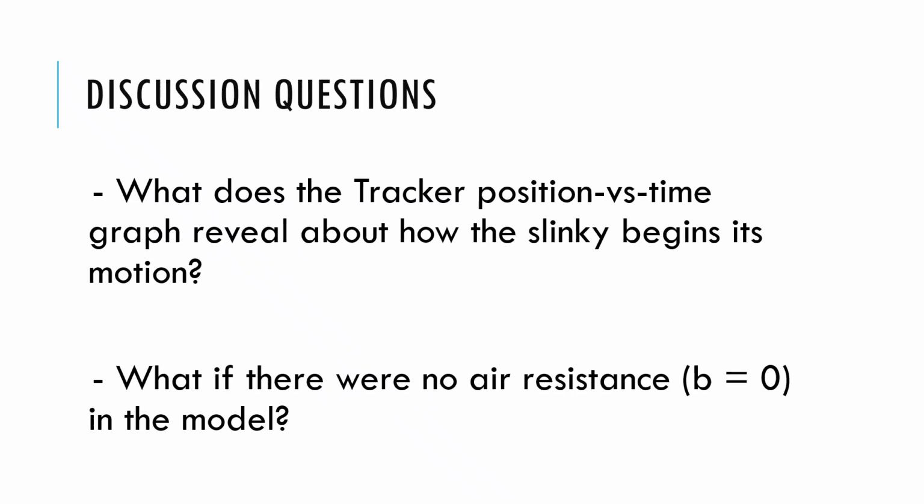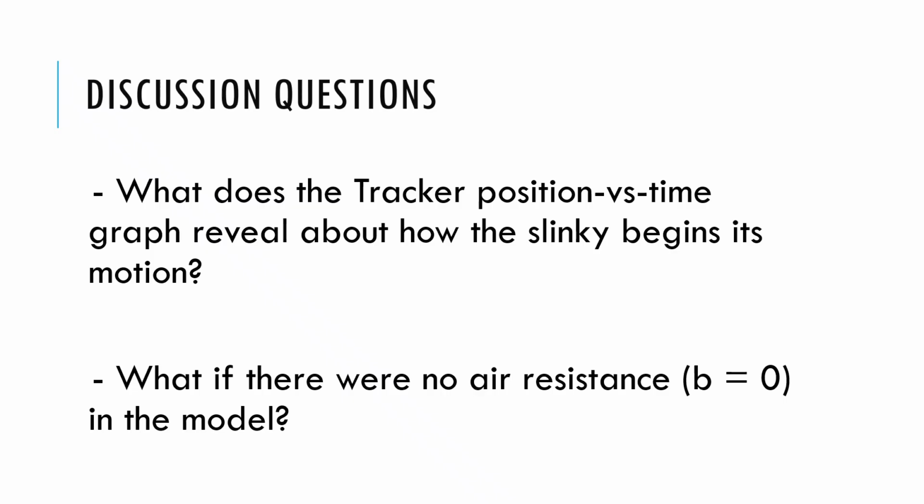Question 1 is, what does the Tracker position versus time graph reveal about how the slinky begins its motion? The answer to that is that the Tracker graph shows that the slinky's top stays almost motionless for the first bit of seconds, with the y position remaining nearly constant. This indicates that even though the slinky is released, the top does not immediately begin to fall. Instead, the bottom is still holding up the top through internal tension, so the top collapses downward before the entire slinky enters freefall. The sudden drop in position after this short delay reflects the moment where the internal tension disappears and gravity finally accelerates the slinky downward.